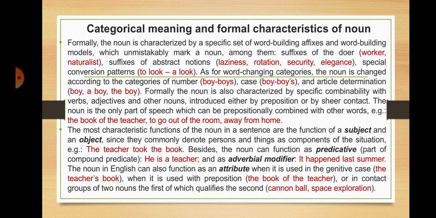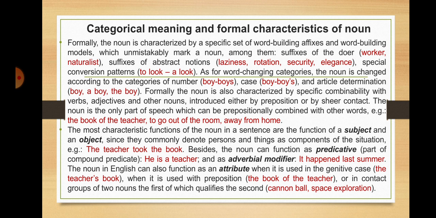Formally, the noun is characterized by a specific set of word-building affixes and word-building models, which unmistakably mark a noun. Among them, suffixes of the doer of the action, for instance, worker, naturalist; suffixes of abstract notions, in words like laziness, rotation, security, elegance; special conversion patterns, for example, to look, a look. As for word-changing categories, the noun is changed according to the categories of number, case, and article determination.